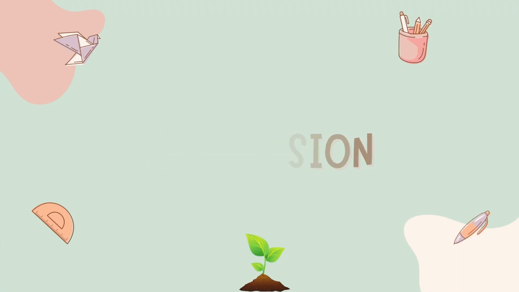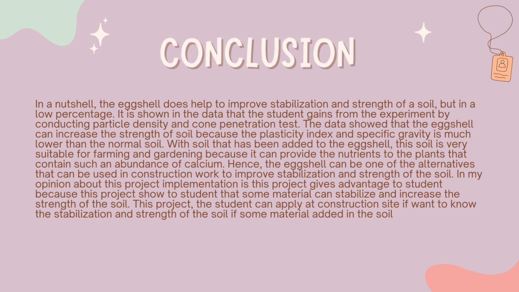Lastly, the conclusion. In a nutshell, the eggshell does help to improve stabilization and strength of a soil, but in low percentage. This is shown by the data the student gained from the experiment by conducting particle density and consolidation tests. The data shows the eggshell can increase the strength of the soil because the plasticity index and specific gravity are much lower than the normal soil.